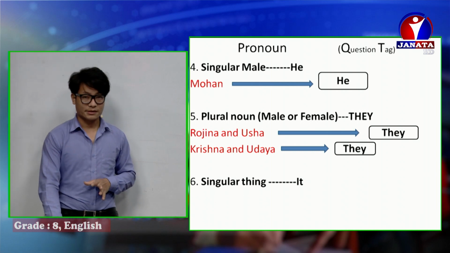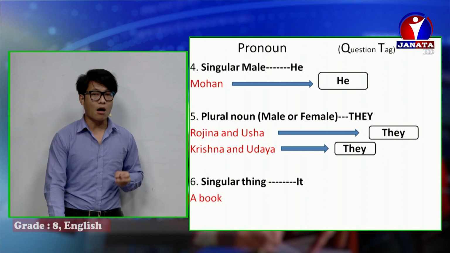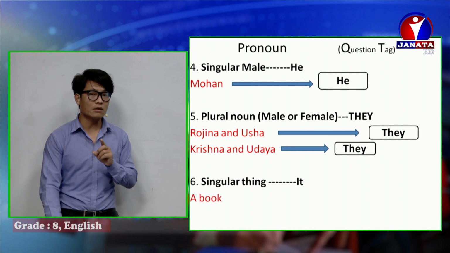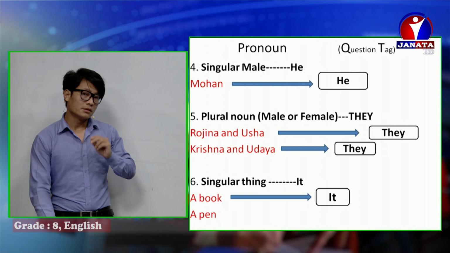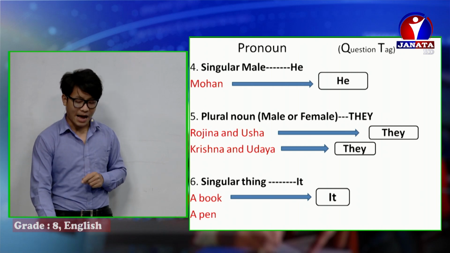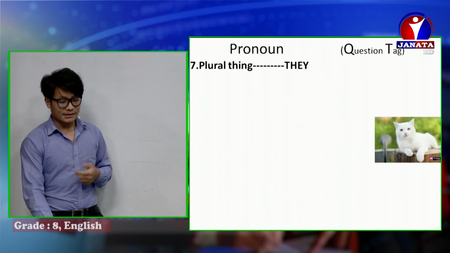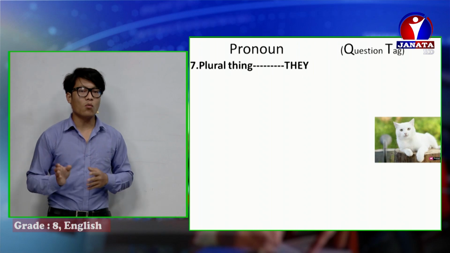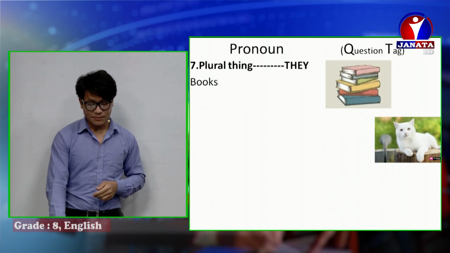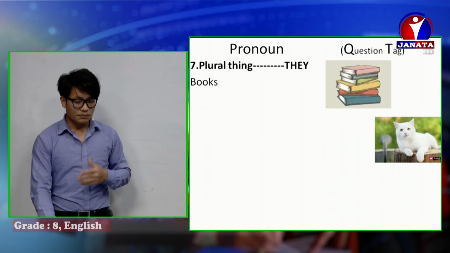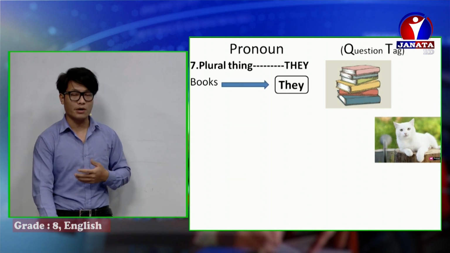Singular thing. For a singular thing, we use the it pronoun. Like you can see the example of a book, and it's singular. That's why here should be the it pronoun. If a pen is there, then also there should be the it pronoun. Next is plural things. If there is more than one thing, then we use the they pronoun. Examples are books, B-O-O-K-S. This is a plural noun. That's why we use the they pronoun.